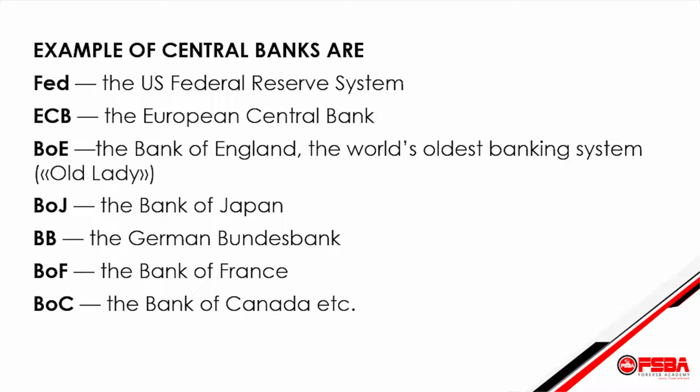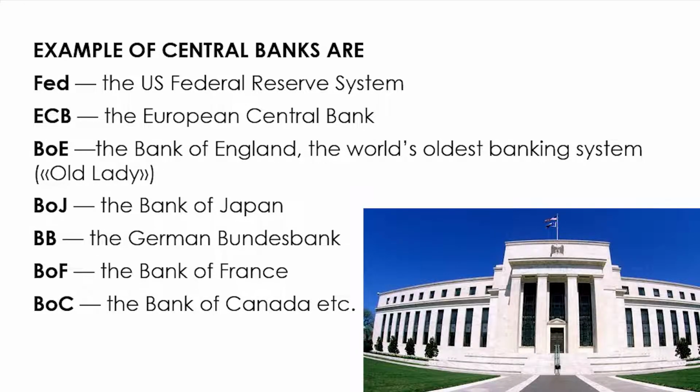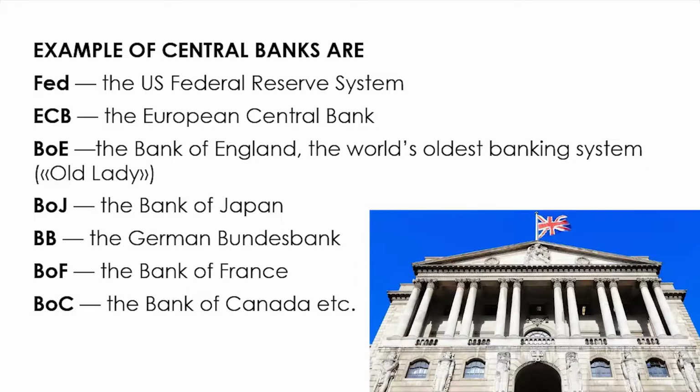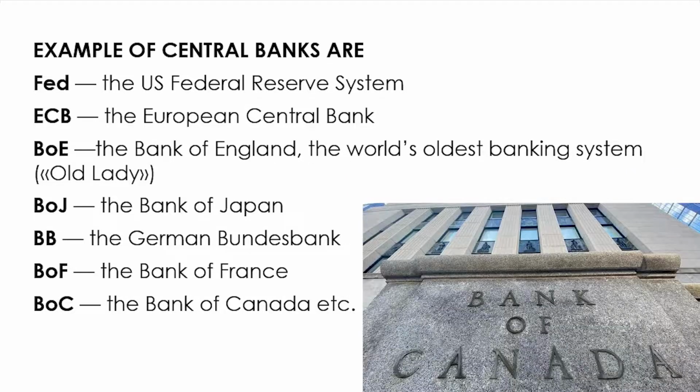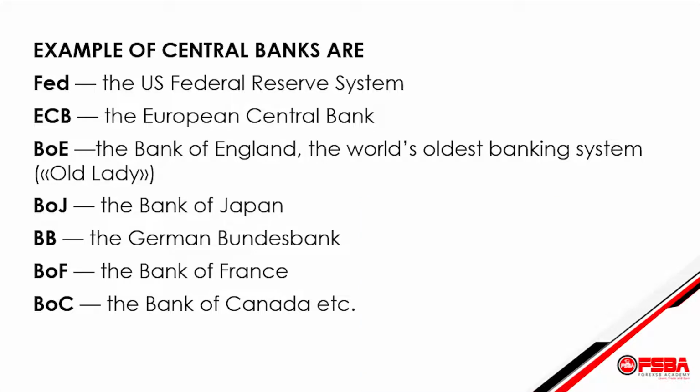Examples of central banks are the Fed, the ECB, the BOE, the BOJ, the BB, the BOF, and the BOC, right? The Fed is the United States Federal Reserve System. The ECB is the European Central Bank. The BOE is the Bank of England, which is the world's oldest banking system. They call it the Old Lady.